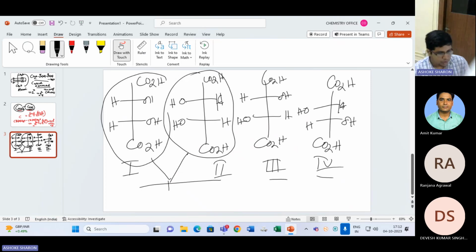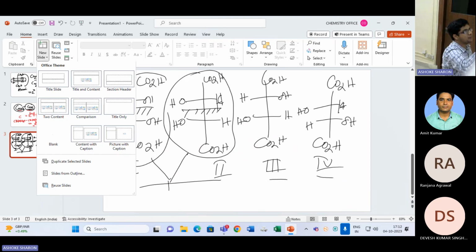Clear? This is a meso compound. Because it is a meso compound, in this case also if you put a mirror here, you will get the same compound. In this case, you are putting a mirror here, you get the same compound. Okay, so this is a very interesting point I'm going to share.